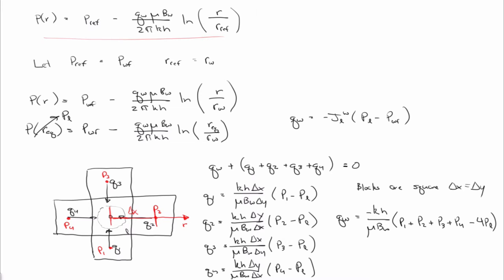So with that, we have that P4 is equal to P3, is equal to P2, is equal to P1, is equal to PL minus QW mu BW over 2 pi KH times the log, and we evaluated this at delta x over req. The PL is because we have req as the reference radius, therefore the reference pressure is PL, and the fact that I evaluated it at delta x means that it's equal to P1 and also P2 and also P3 and also P4.